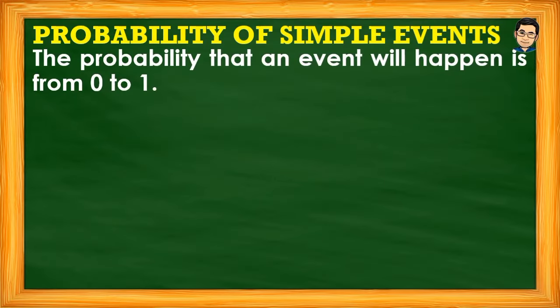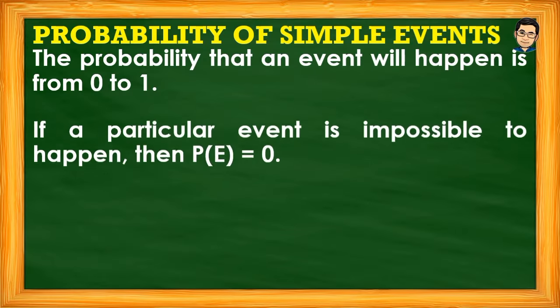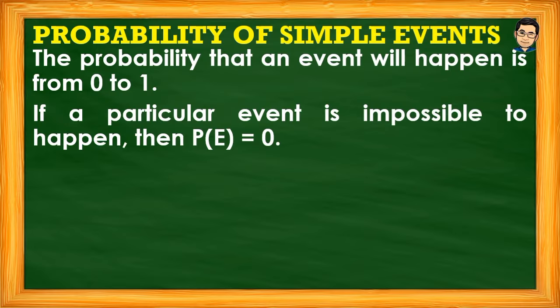So the probability that an event will happen is from 0 to 1. So, diba, a while back, diniscuss ko na pwede natin i-express yung probability ng isang event using fractions, decimals, or percentage. So again, kapag kinukuha natin yung probability ng isang event, ng isang pangyayari, nasa pagitan lang po yan ng 0 to 1. So if a particular event is impossible to happen, then the probability of that event is equal to 0.